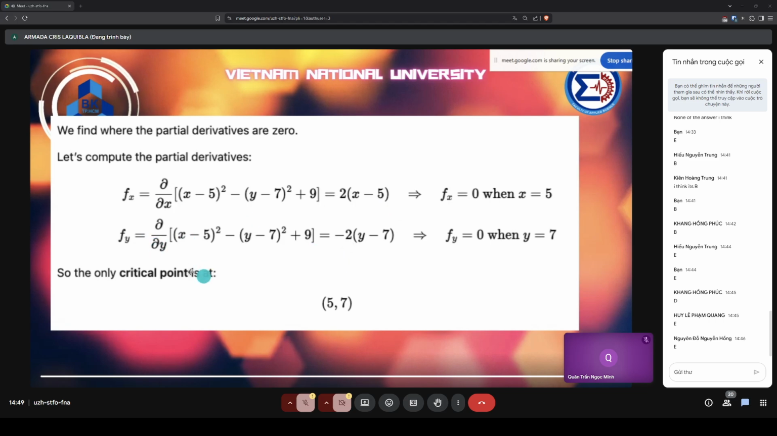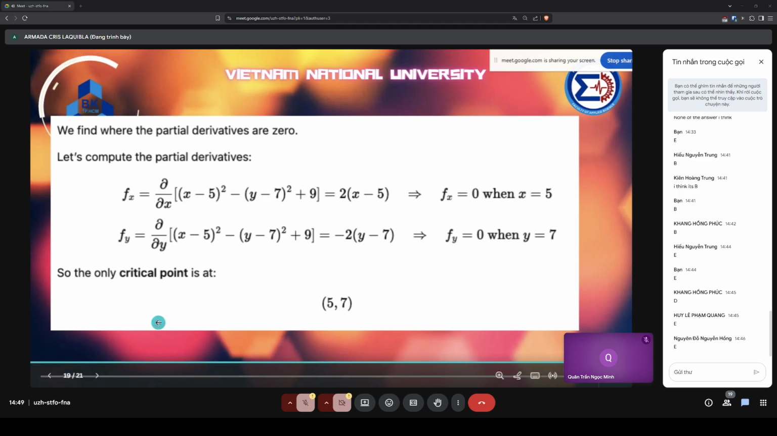Okay? Next, we have fy. y is only here, so the derivative of the other terms is 0. So 2 times the negative becomes negative 2, and then y minus 7 to the power of 1 now, because we deduct 1 in the exponent, right? So we have this and this equal to 0. Then solve x, it's equal to 5. And then y minus 7 equals 0, so y is 7. So the only critical point is at 5, 7. We only have one critical point here.